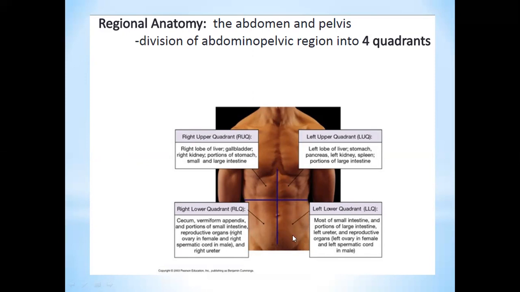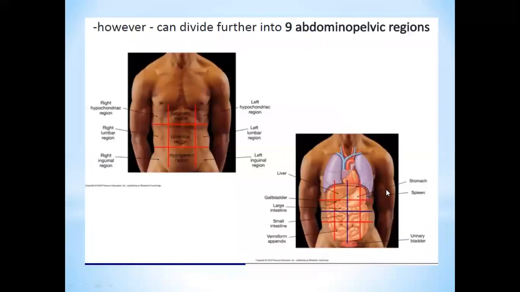Left lower quadrant consists of most of small intestine and portions of large intestine, left ureter, and reproductive organs, left ovary in female and left spermatic cord in male. However, we can divide it into 9 abdominopelvic regions. There are right and left hypochondriac regions.